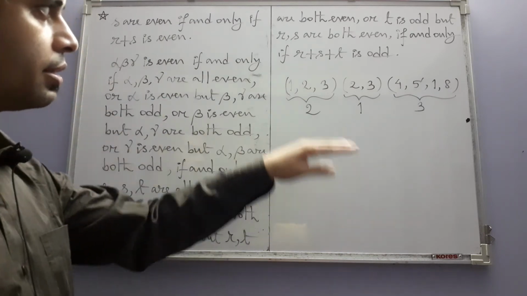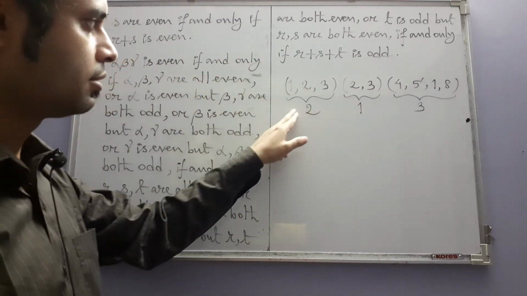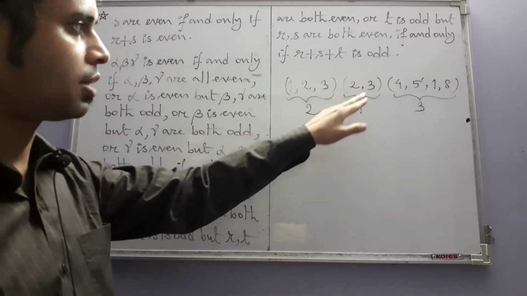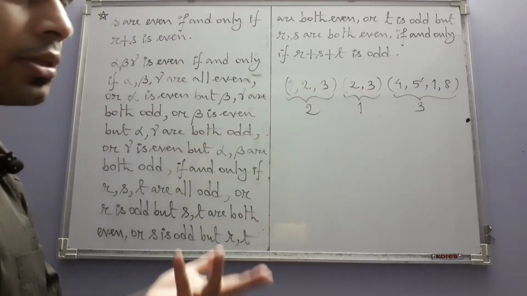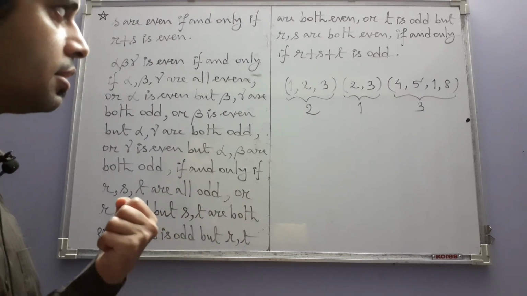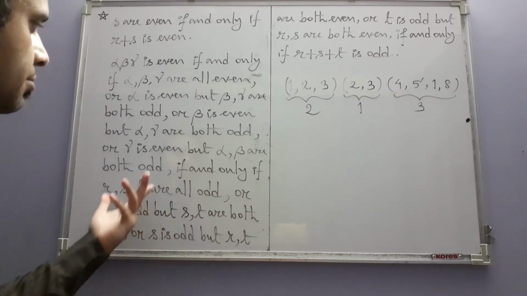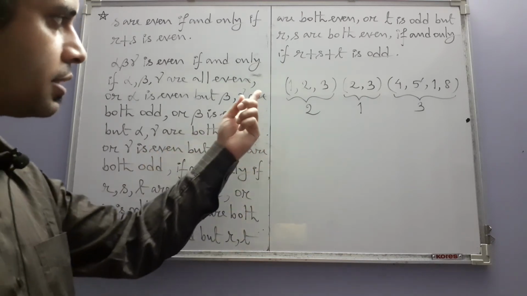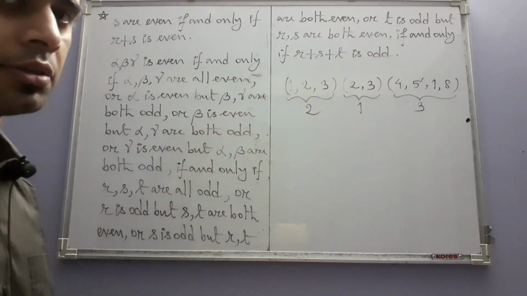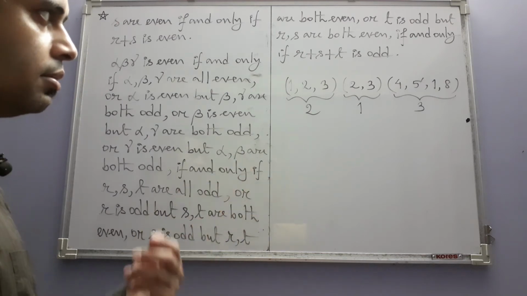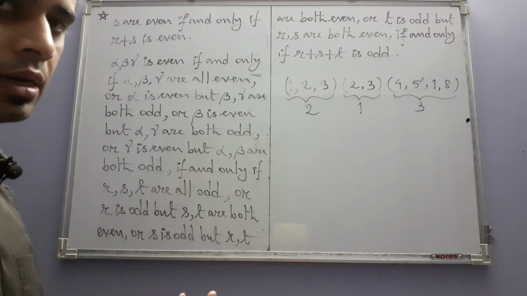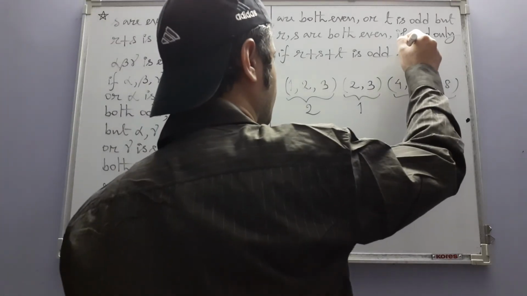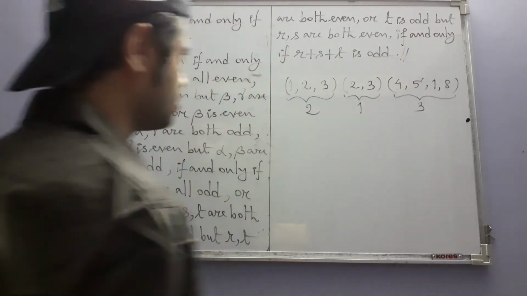So in total, this entire product can be expressed as a product of how many transpositions? 2 plus 1 plus 3, 6 transpositions, and that number is even. So yes, in these cases we are getting an even permutation, a product of 3 permutations which are all cycles. So our solution is okay.